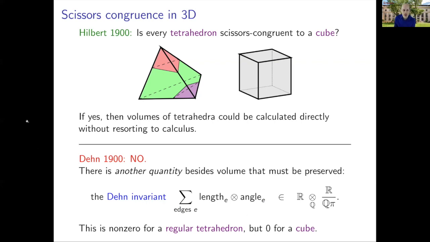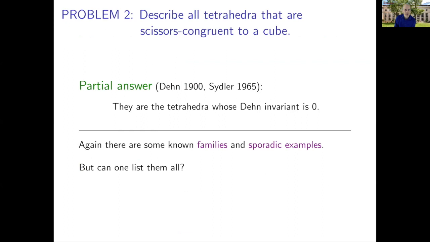So at least the regular tetrahedron cannot be cut up into finitely many pieces and reassembled into a cube. But maybe there could be some other tetrahedra that could be reassembled. And it turns out, yes, some tetrahedra can be reassembled into a cube. And so now the problem is to describe which tetrahedra can be cut up to make a cube and which ones can't.